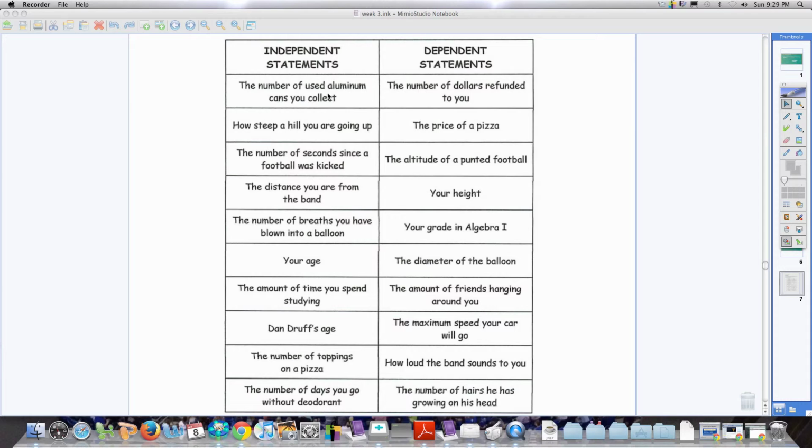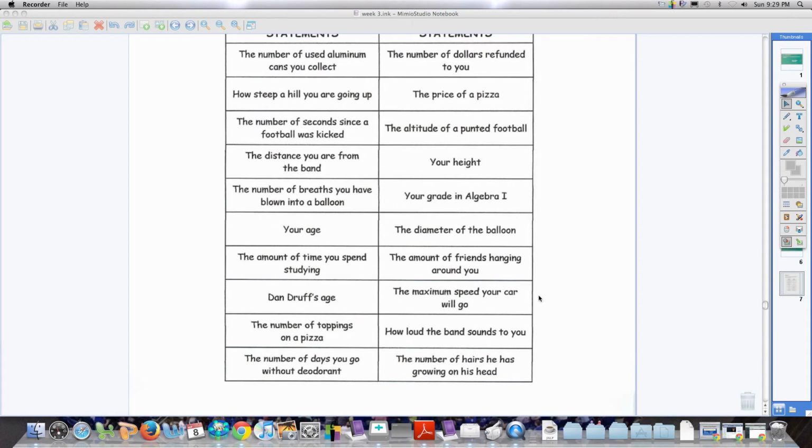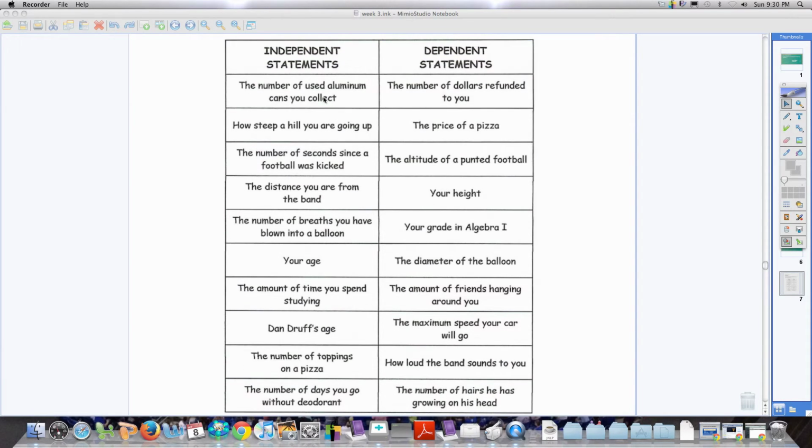That could have something to do with it because aluminum cans you collect could have to do with money refunded to you. Let's look at the other ones, see if there's anything better. Price of pizza, no. Altitude of opponent football, no. Height, no. Grade in algebra, no. Diameter balloon, the number of friends. None of these other ones are really related. So just looking here, I think the best one is the first one. So the number of used aluminum cans you collect and the number of dollars refunded to you. So the dependent statement is the number of dollars.